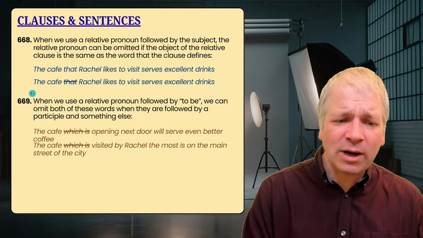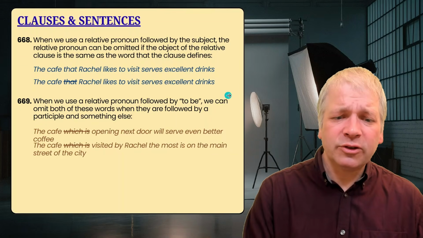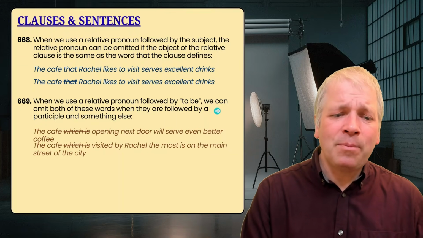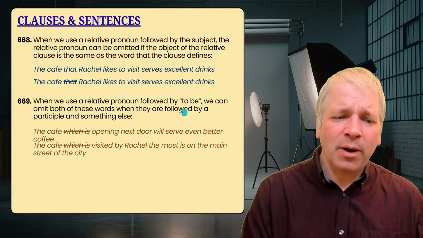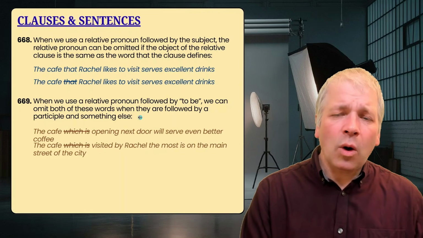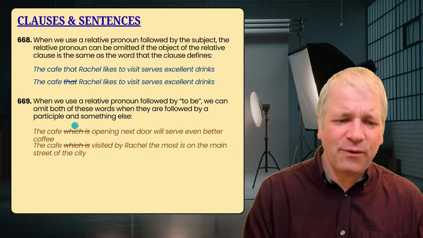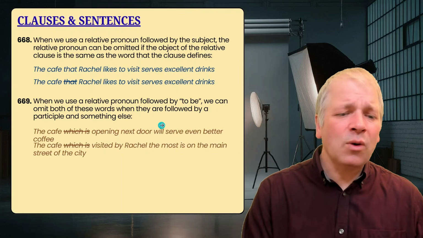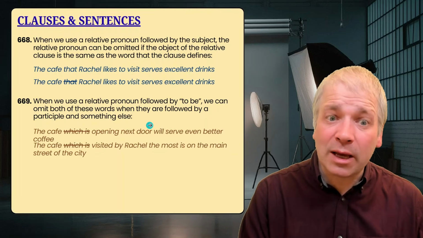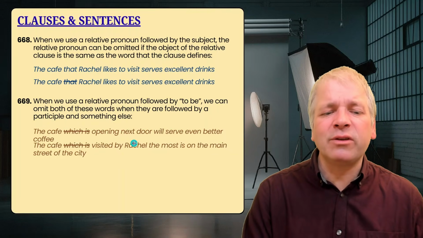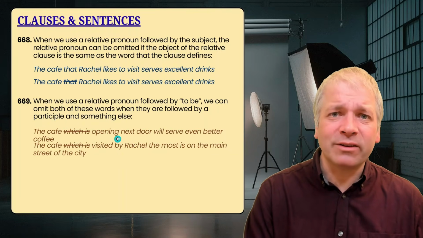When we use a relative pronoun followed by to be, we can omit both of these words when they are followed by a participle and something else. So look at the examples here. The cafe, which is opening next door, can become simply the cafe opening next door. Or the cafe which is visited can become the cafe visited.